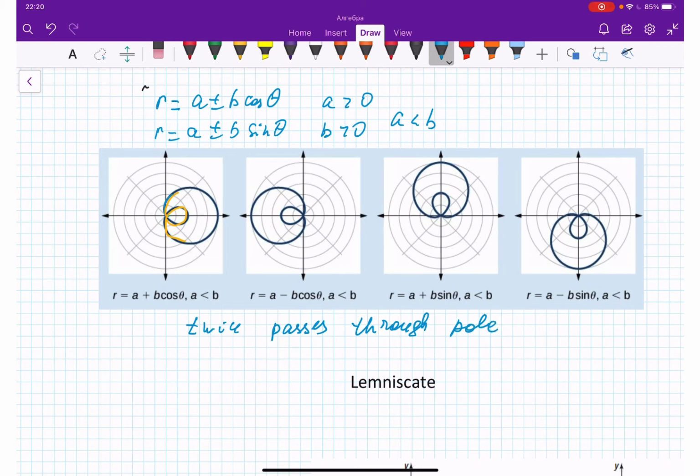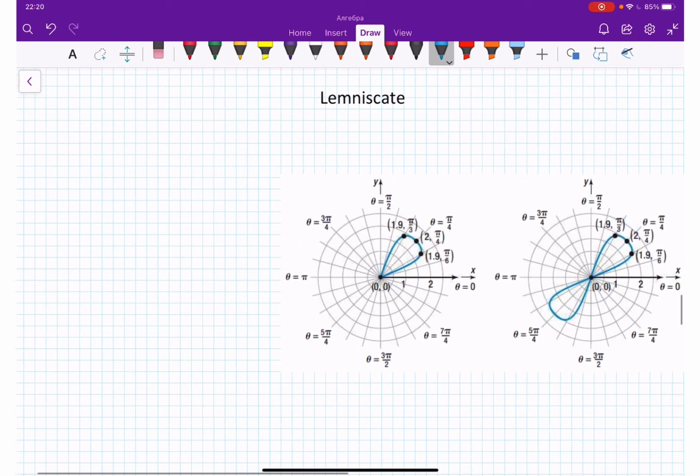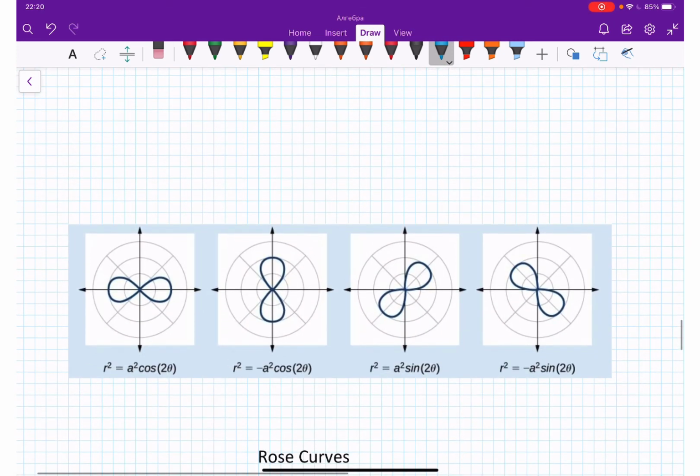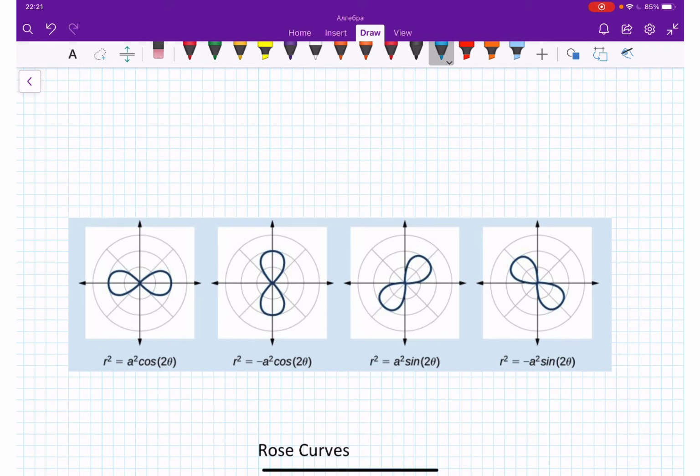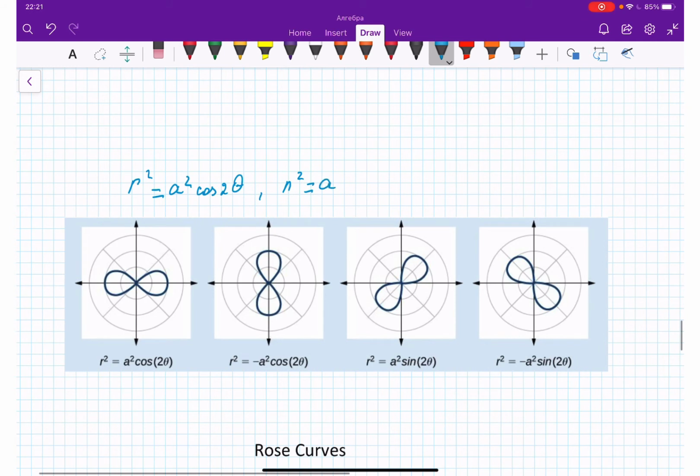Okay, next, moving to lemniscate. The formulas that generate the graphs of lemniscate are given in the format r squared is equal to a squared times cosine 2 theta, and r squared is equal to a squared sine 2 theta, where a cannot be equal to 0.